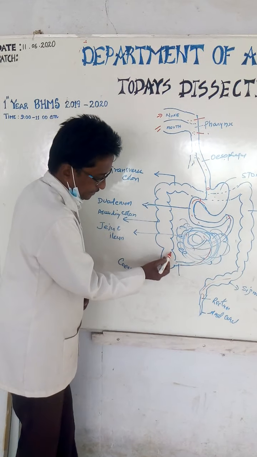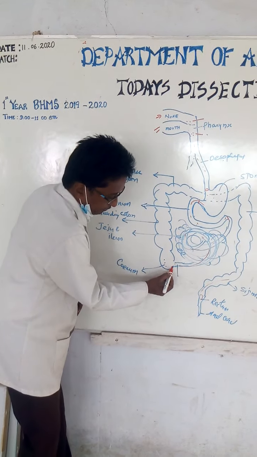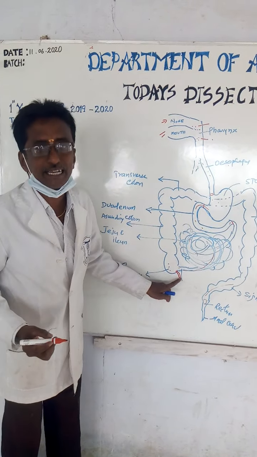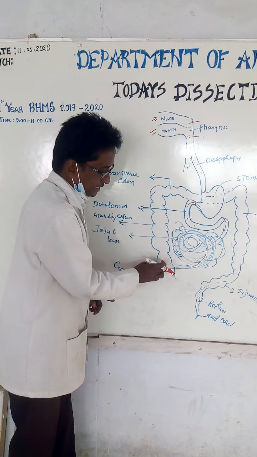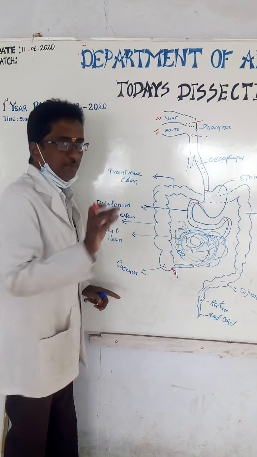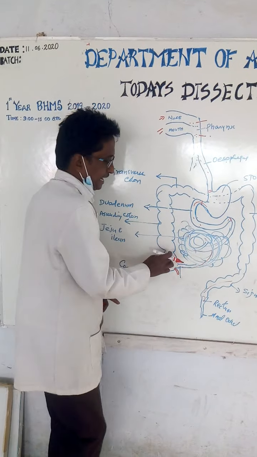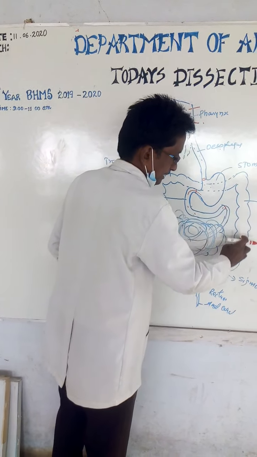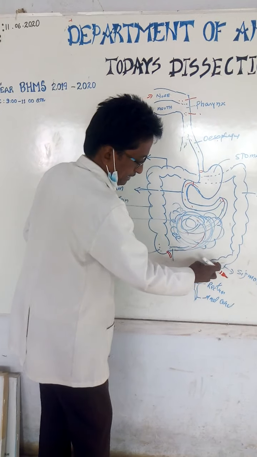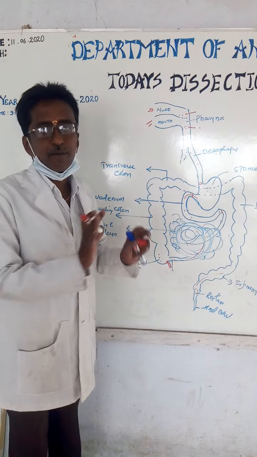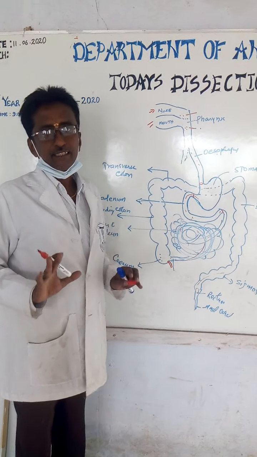The end of the ileum joins with what? Cecum. So this is a cecum. In the lower part of the cecum, there is a worm-like structure called appendix. So this cecum starts with what? Ascending colon. See, ascending colon is one of the large intestine. Ascending colon, then transverse colon, then what? Descending colon, then sigmoid colon, rectum and anal canal. So these are the parts of GIT.